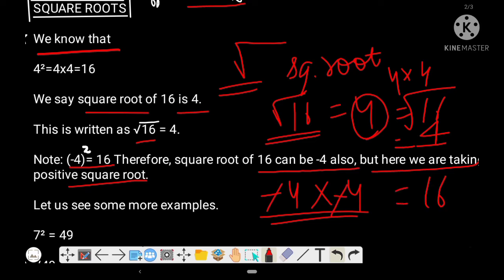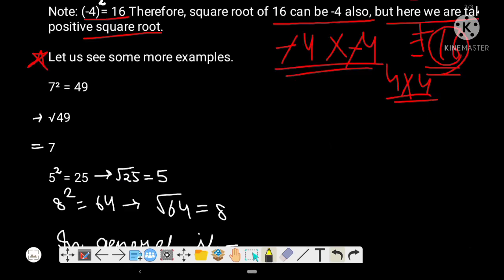Because minus minus cancel and it becomes plus. Therefore, it is also 16, and 4 into 4 is also 16. Therefore, minus 4 can also be the square root of 16. But we have to take the positive square root only in this chapter, so we will not bother about it now. Now let us see more examples.